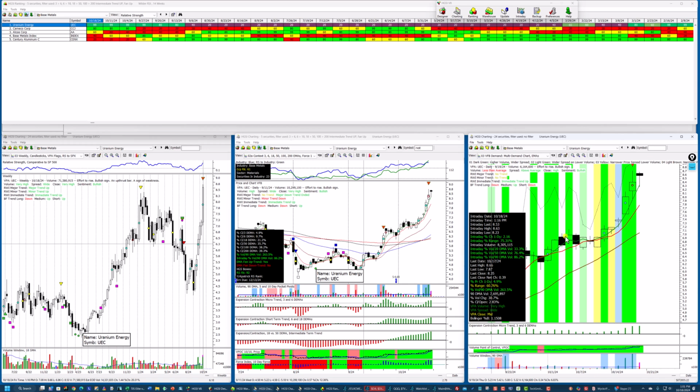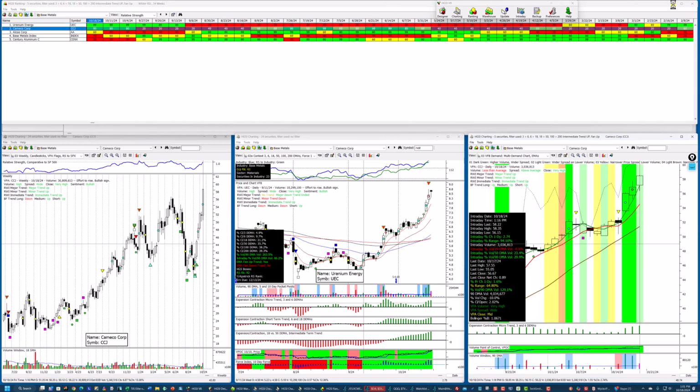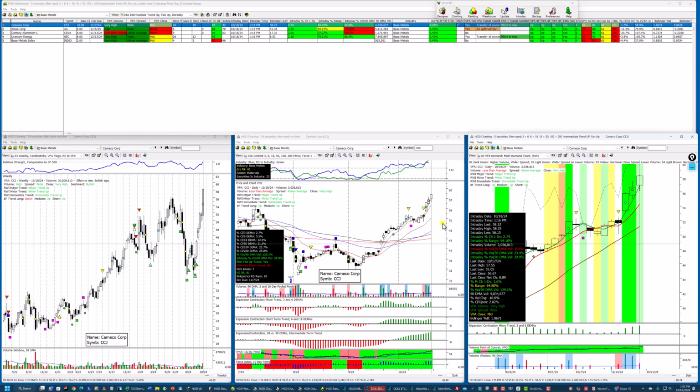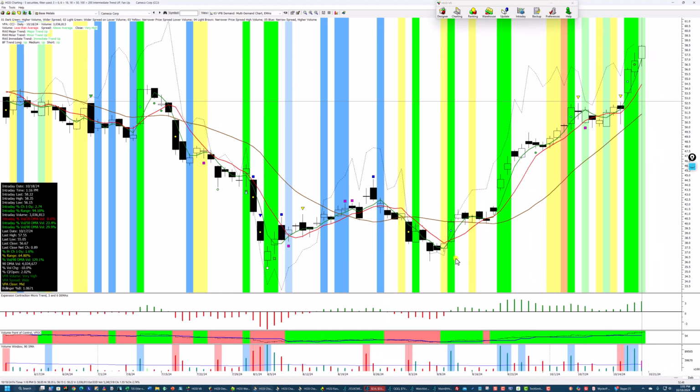So I just like this setup. Now let's go back to that other one. Okay, and you can see that it too has had several accumulation days, and it continues to move.